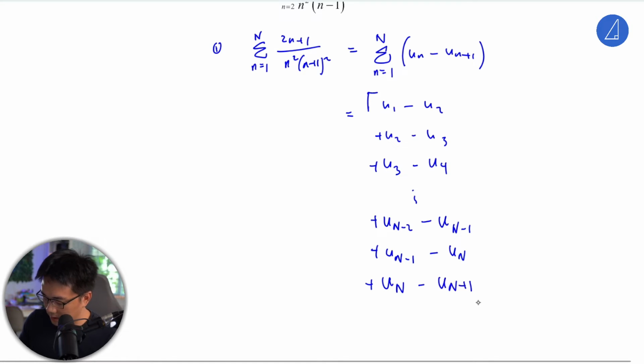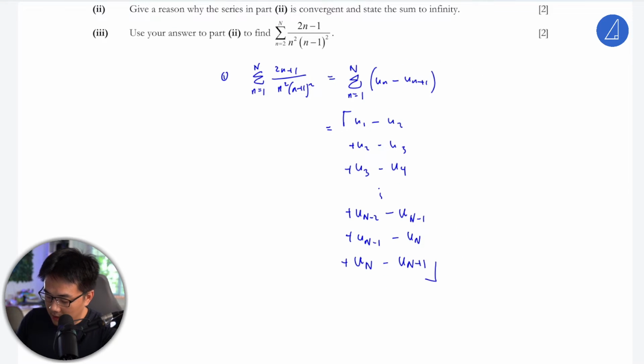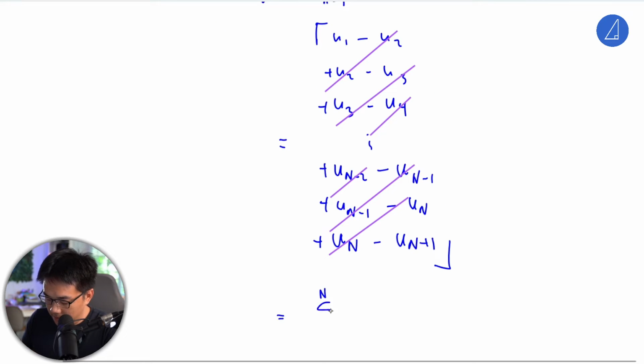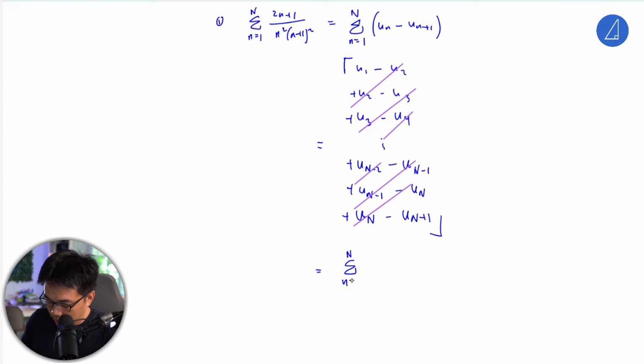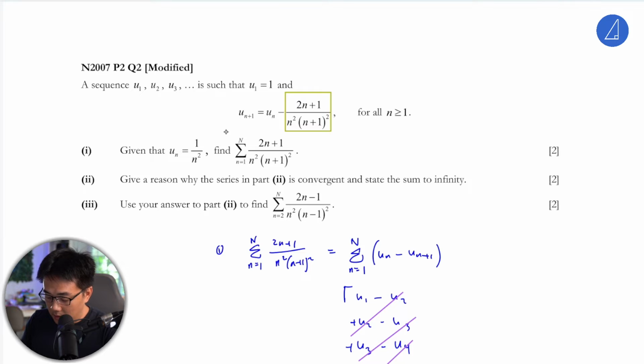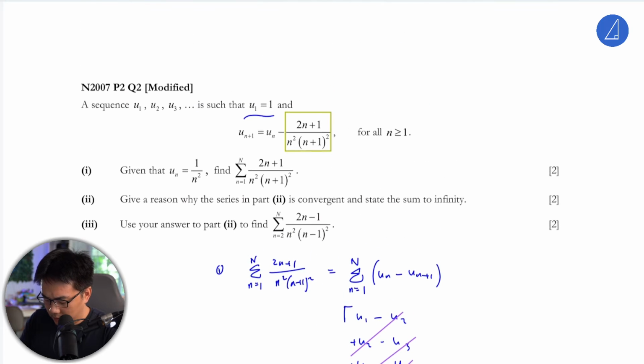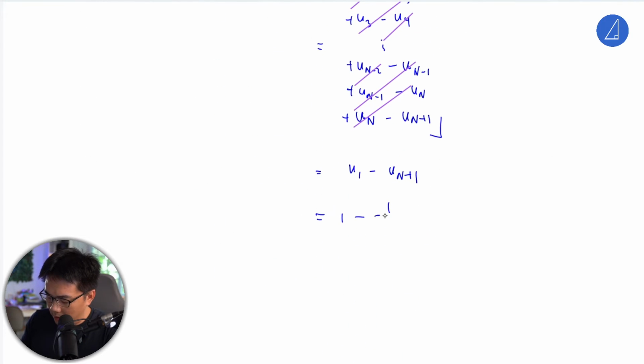Once we're done, we will get U2, then just cancel it out. Great. So what I'm going to get is the summation from n equals 1 to n, left with just these two of them: U1 minus Un plus 1. Then we use U1 is 1, there's the 1. And this would just be Un plus 1, which is 1 over (n plus 1) squared. Shouldn't be an issue.